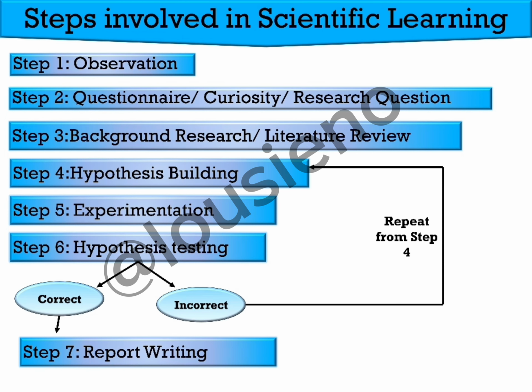Step 5. Experimentation. Step 6. Hypothesis testing, which if correct, you should go for step 7, that is report writing. Hypothesis testing, if it is incorrect, you should go back to step 4, that is, repeat from step 4.